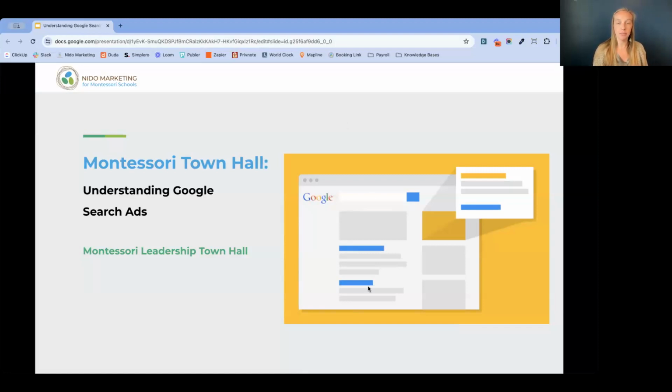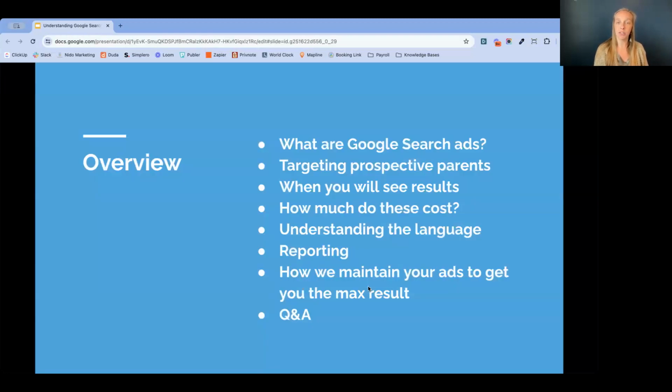All right. So this is what we're going to talk about. Number one, we're going to define what Google search ads are, how we target those prospective parents with Google search ads, when you will start to see results after you start Google search ads, and how much they cost. So looking at what your budget for that is, and understanding the language around Google Ads. It is kind of like its own language.